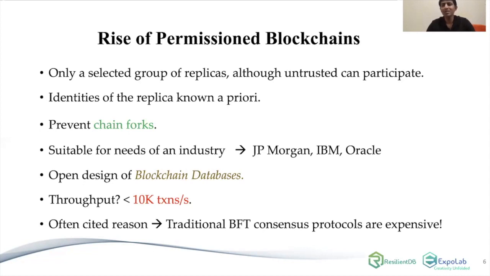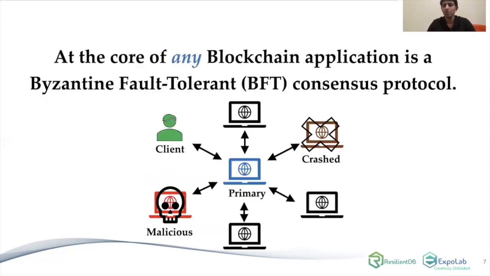Often, when the reasons are asked why the throughput is so low, the key reason given is that traditional BFT consensus protocols are expensive. So what is a BFT consensus protocol? Any blockchain application at its core has a Byzantine fault-tolerant consensus protocol. This protocol ensures the following. Given a client transaction and a set of replicas, the aim of this protocol is to ensure this transaction is ordered across all the replicas in the same manner.